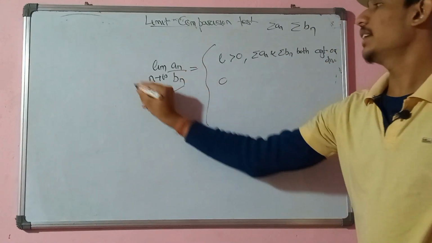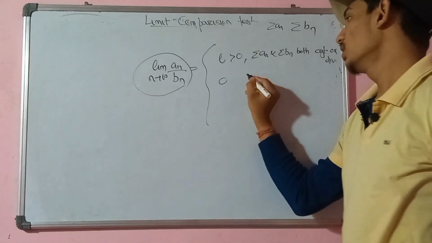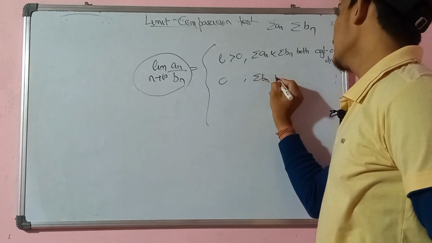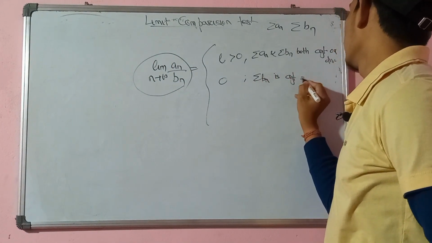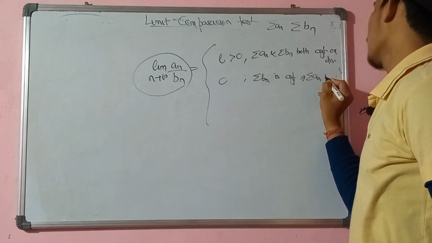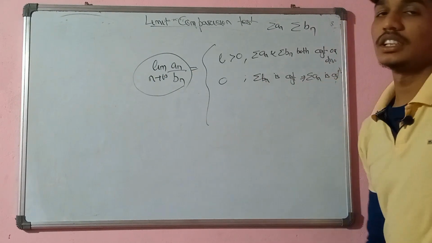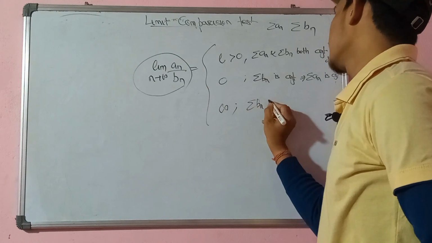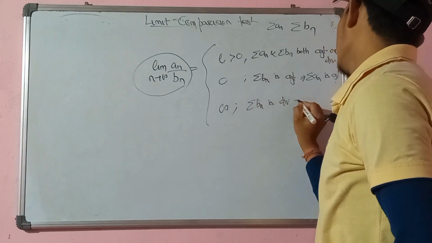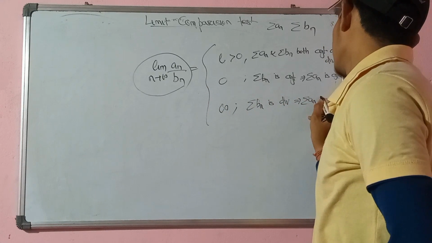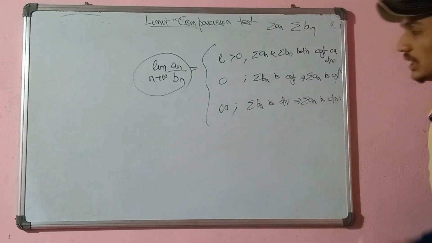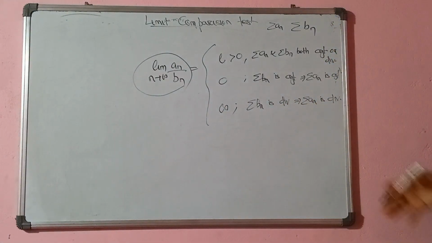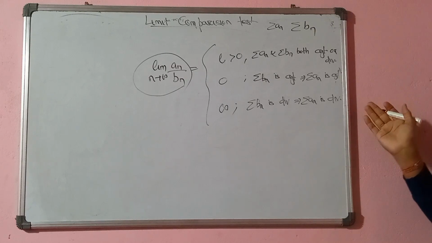Suppose it is coming as 0. If the limit of An by Bn is coming 0, then if Bn is convergent, then my An will be convergent. Suppose it is coming as infinity. If Bn is divergent, then only I can say my An is divergent. Just look once, then I will solve some problems based on this.